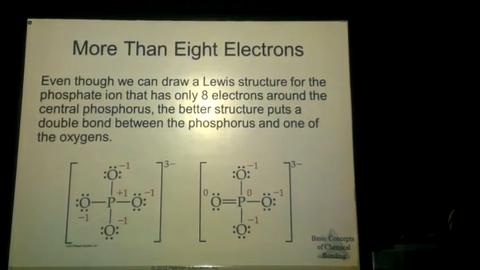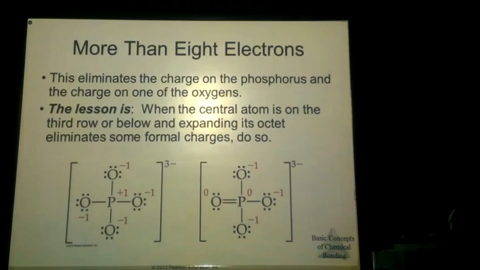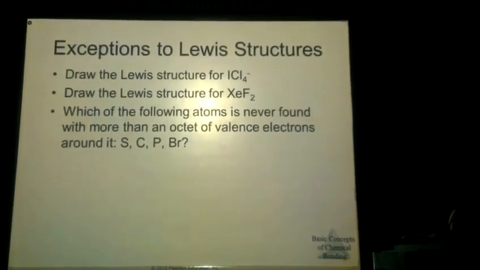And it's solely based on the argument that formal charge here is better for 2 of the atoms than formal charges on 2 of the atoms over on that one. So lesson for the more than 8 electrons: when the central atom is in the third row or below, and expanding its octet eliminates some formal charges, then that's what we want to do. So I expanded phosphorus's octet here by placing really 10 electrons in its octet, but I've created much more stability because this has a formal charge of 0 and that one oxygen has a formal charge of 0. So you don't have to worry about this, guys, because you're about to do exceptions to the Lewis structures now.